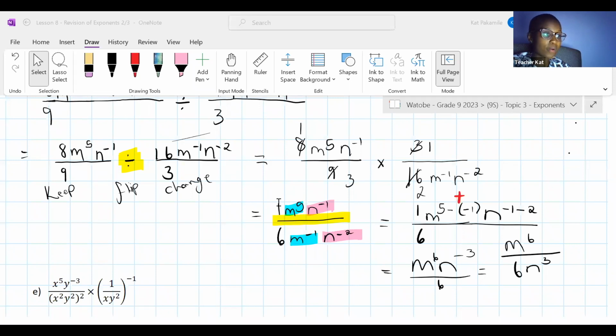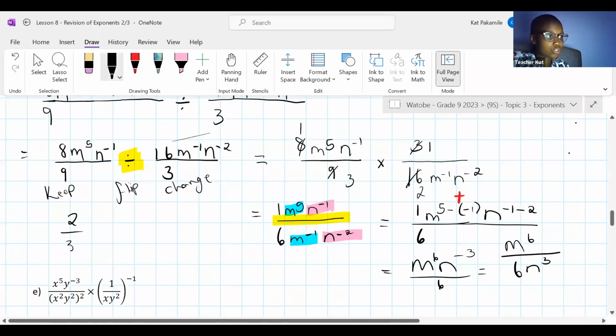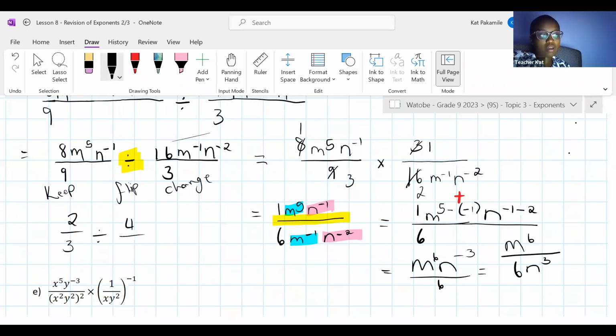Who's next? Lonwabo. Hi, Lonwabo. Hello, ma'am. Ma'am, can you please just help me? I got lost where you introduced the KFC. Okay, Lonwabo. I don't know what that is. Can you please just explain? So, exponents of fractions. If I have 2/3 divided by 4/6, tell me how you would do this sum that I just wrote down here at the bottom. How would you do that?